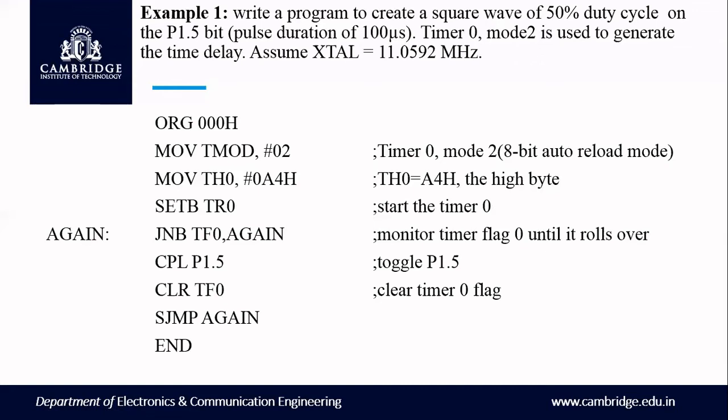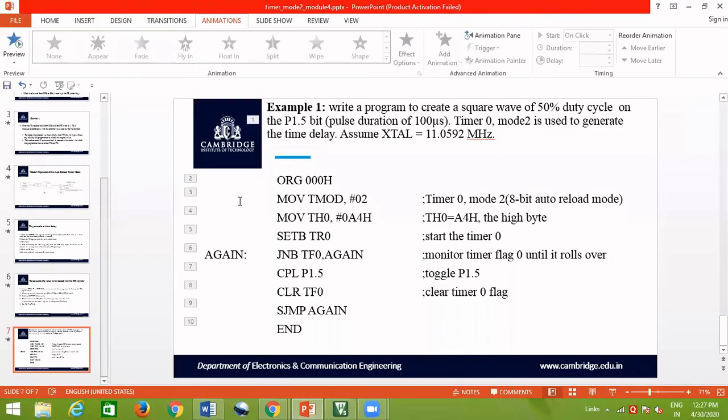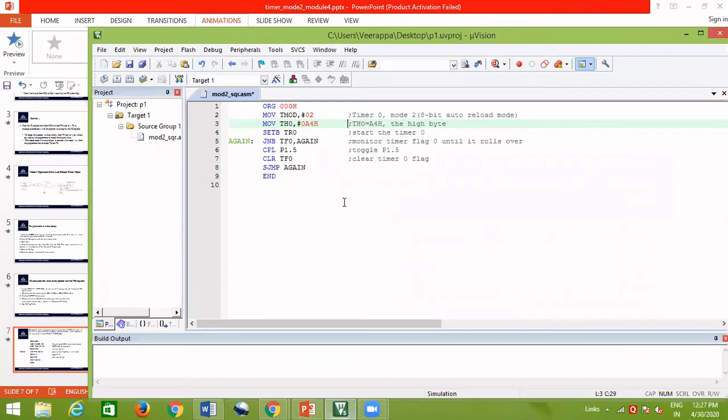Let us see the code simulation, how exactly this code is going to generate a square wave, using the Keil software. We'll open Keil software here, in this Microvision version 5. I have already loaded the same code to generate the square wave with a 50% duty cycle, and the pulse duration is 100 microseconds. So the total for T on and T off will become 200 microseconds. If you take the reciprocal of that, it is going to generate a 10 kilohertz frequency. That we need to understand.